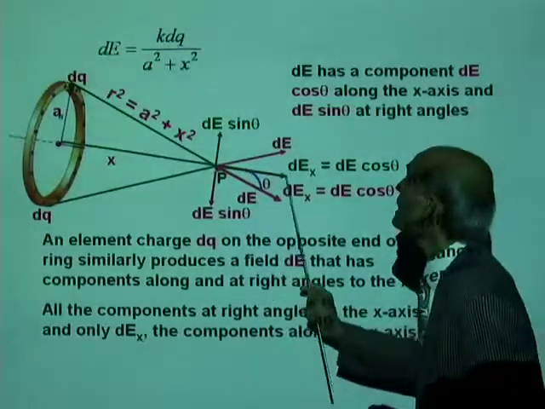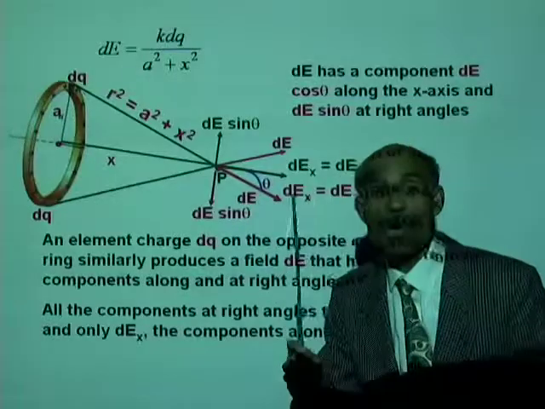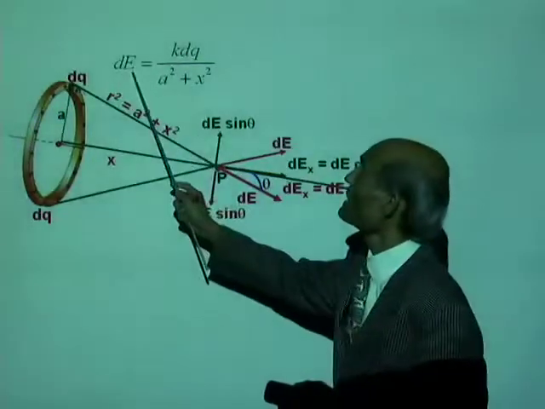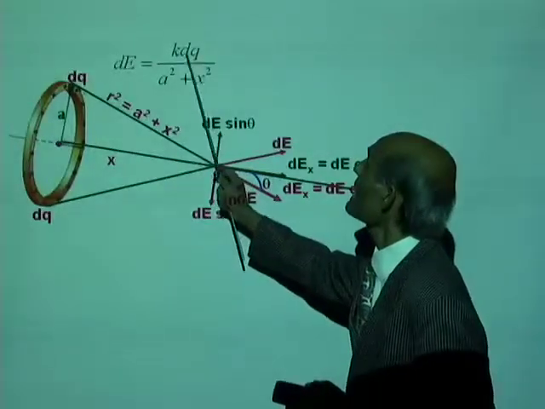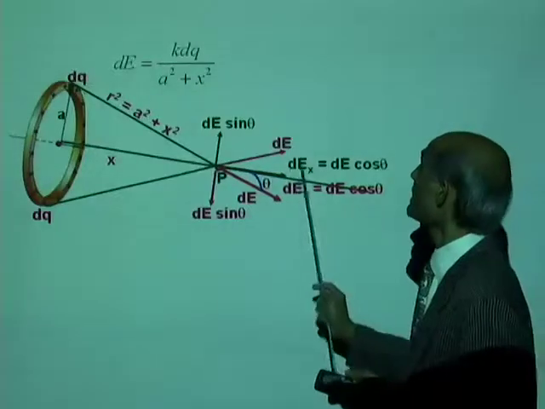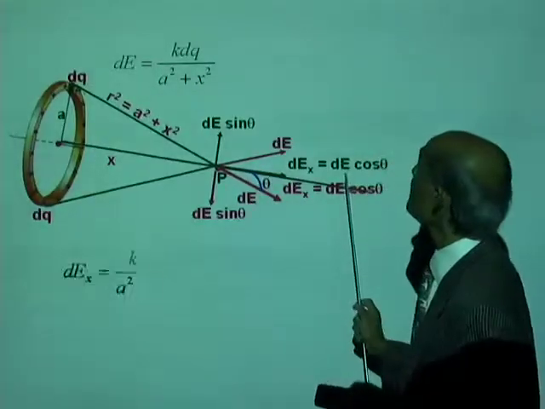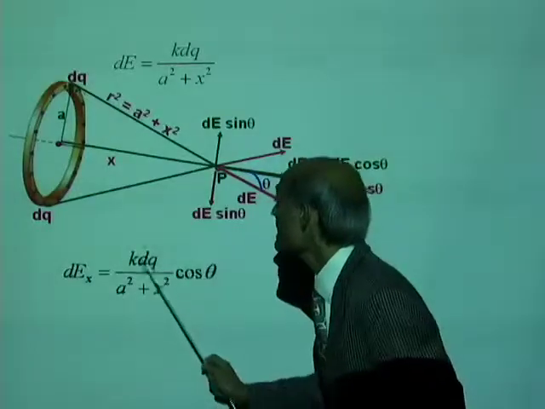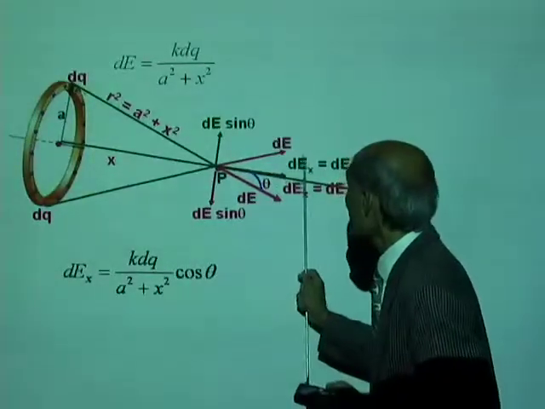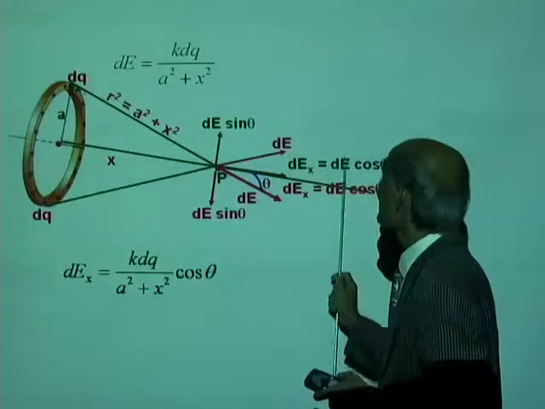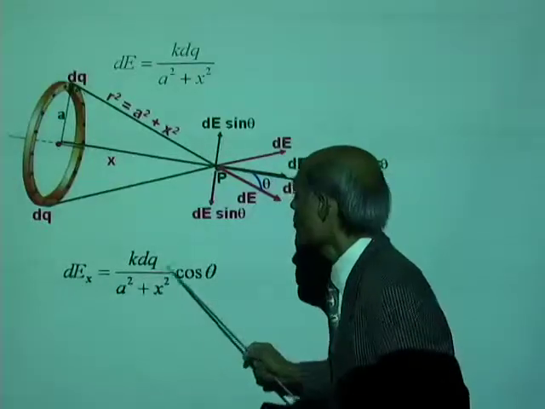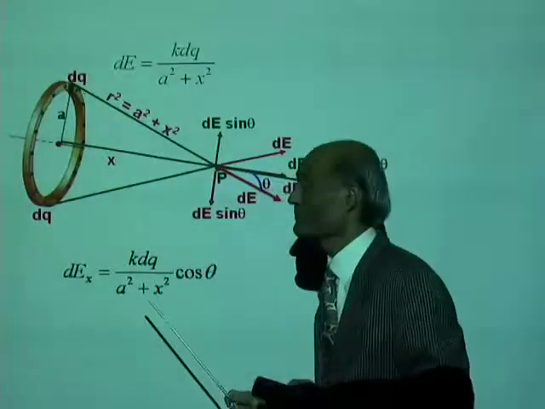So we need only look at the x component, all the y components will cancel. And that dE is equal to k dq over a squared plus x squared, and its x component will therefore be dE cos theta. So the x component is dE cos theta, where dE is this quantity, and we now work with this.